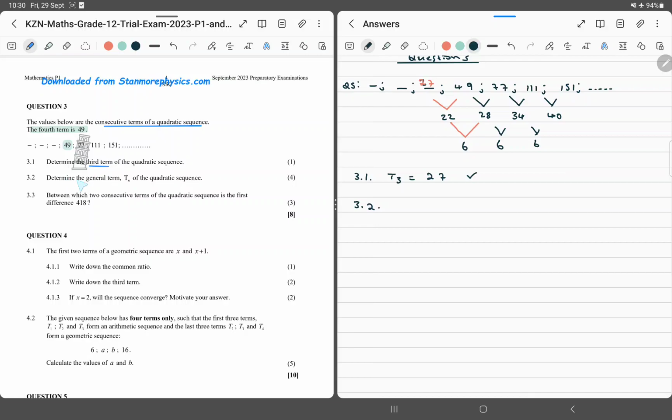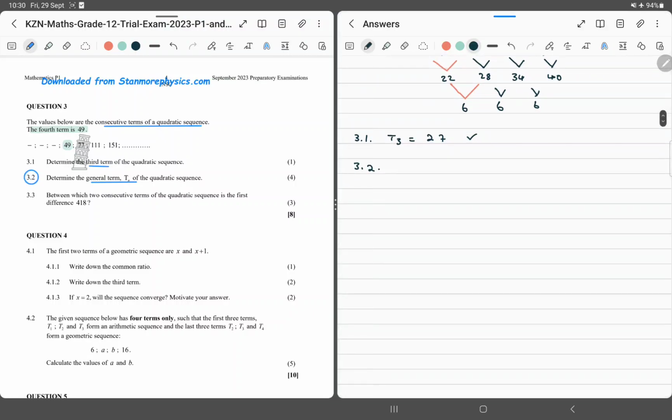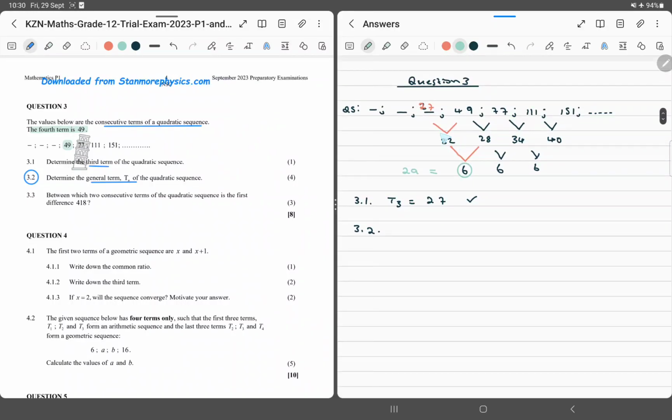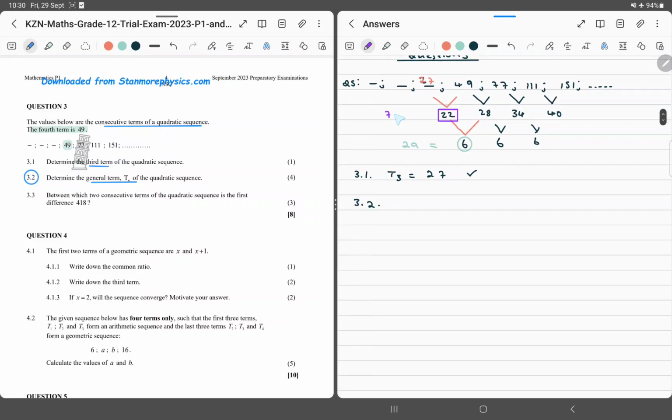3.2. Just determine the nth term of the quadratic sequence. This is a common question. So this one I expect full marks from you guys. Remember that 2a is equal to the constant second difference. But now what term is this? We can see that we would have term 1, term 2. So this is the third term of the first differences. So the third term of the first differences is going to be 7a plus b. How do I know this?